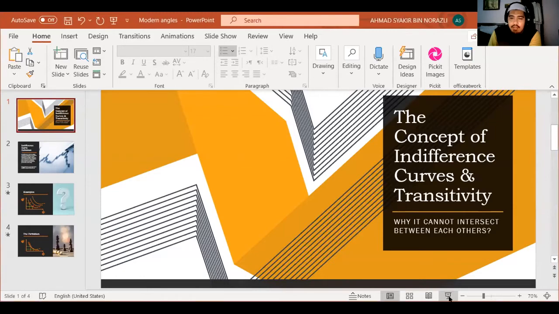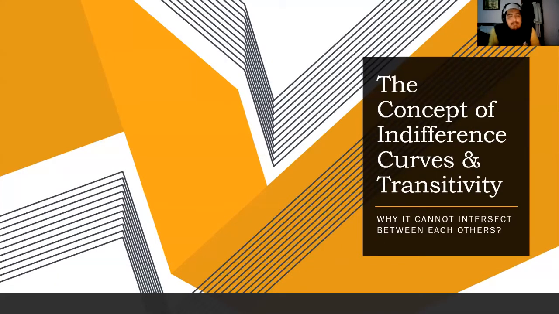Today I want to share about the concept of indifference curve and the concept of transitivity.